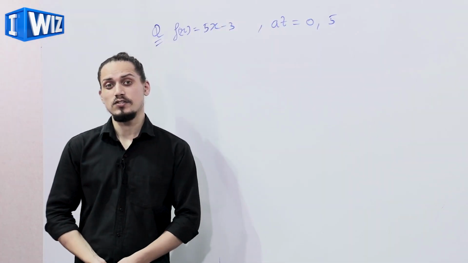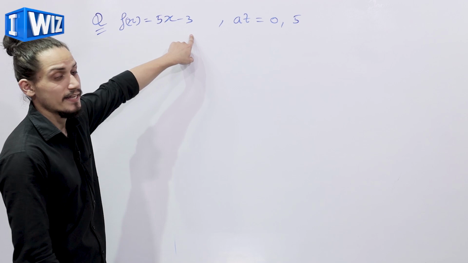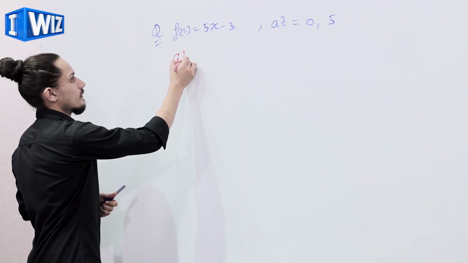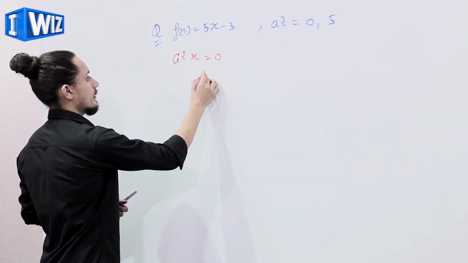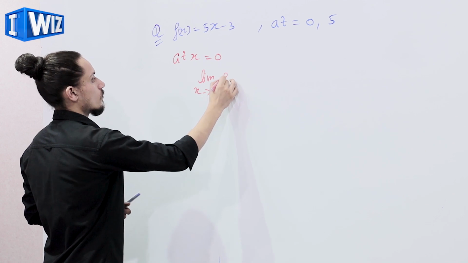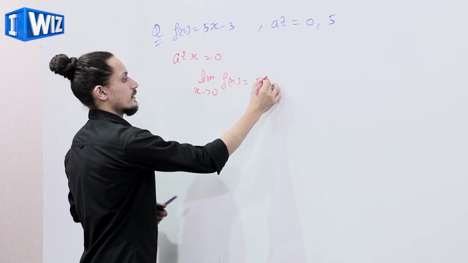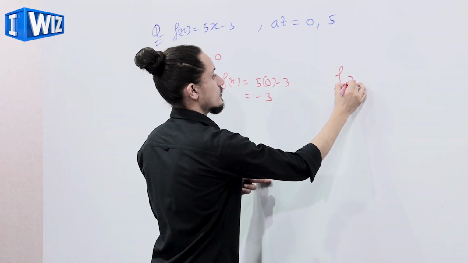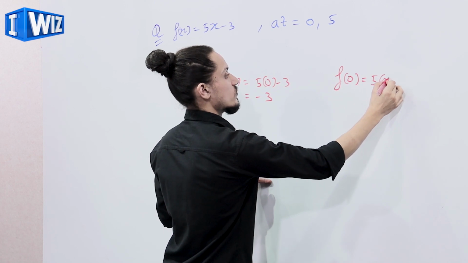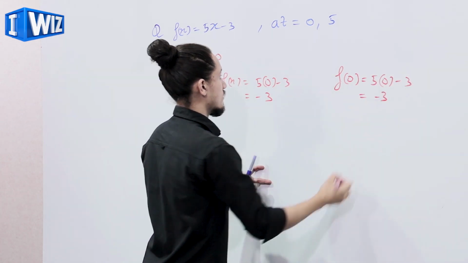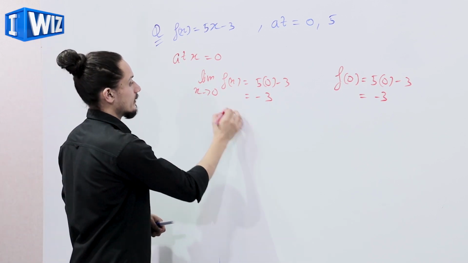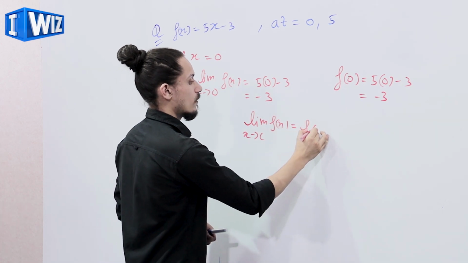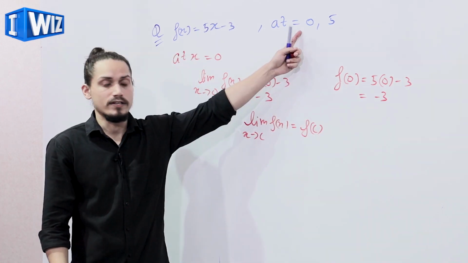Okay, now the next example is we are given a function f of x is equal to 5x minus 3. We have to check its continuity at 0 and 5. So at x is equal to 0, limit x approaches to 0, f of x is equal to 5 into 0 minus 3 which is equal to -3, and f of 0 will be equal to 5 into 0 minus 3 which is again equal to -3. So for x is equal to 0, limit x approaches to c, f of x is equal to f of c. So it is continuous at x is equal to 0.